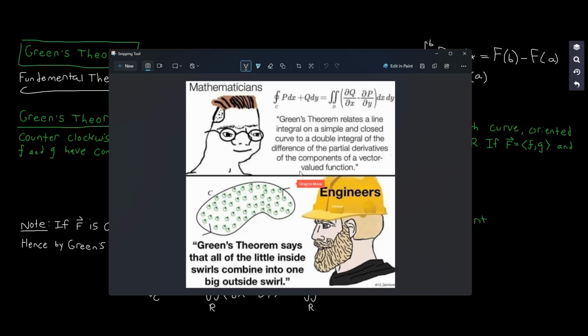And then the engineer says, well, Green's theorem says that all of the little inside swirls combine into one big outside swirl. That's basically what he's saying: if you put a bunch of microscopic pinwheels inside a vortex and calculated the forces of all of the little pinwheels, the swirls, the tiny vortexes inside of the big vortex, all of it combined would be the same exact force as the force on the outside of the vortex.